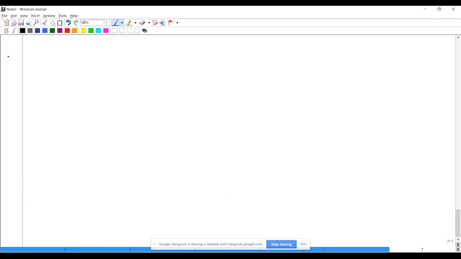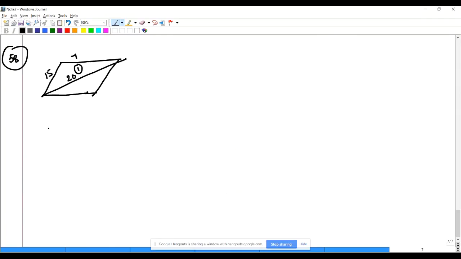Question number 58 says, a parallelogram has sides 15 and 17 centimeters long and the length of one of its diagonals is 20. See, for a parallelogram, if two sides and the diagonal are given, you can simply find the area of this triangle and double it to get the area of the parallelogram. First of all, a is given as 15, b is given as 7, c is given as 20.